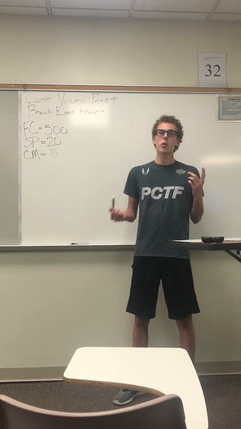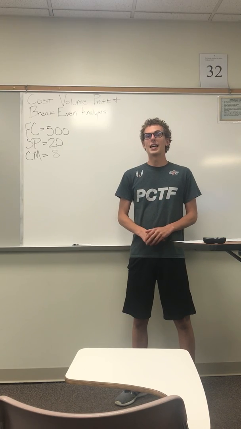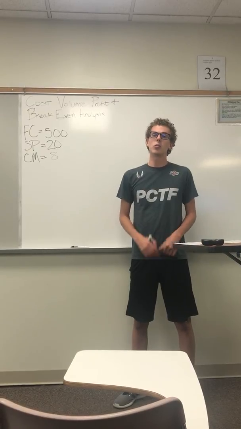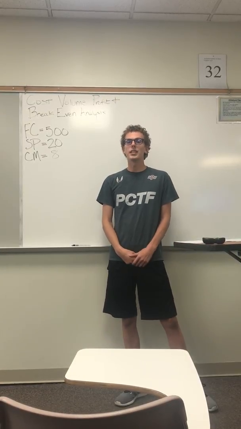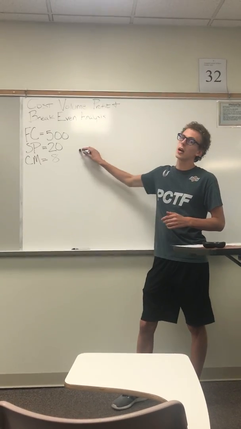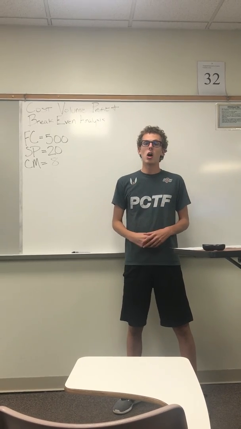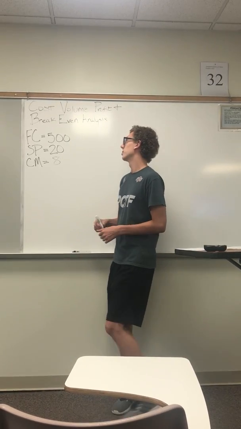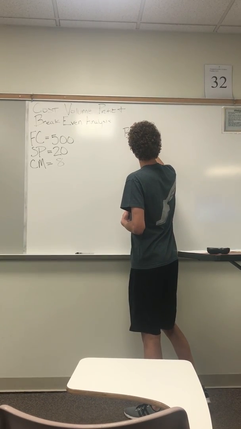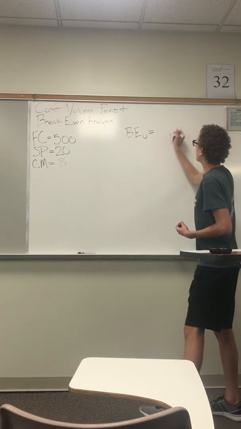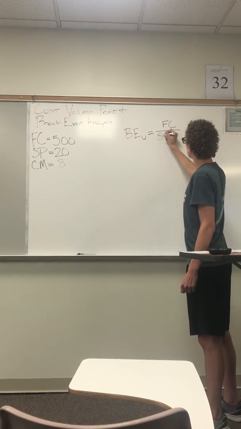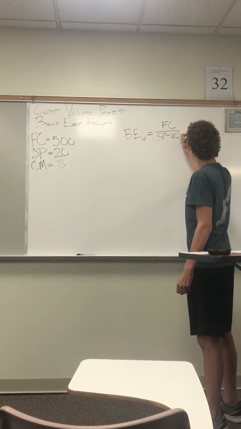First, one thing we have to remember is that when we're doing these types of problems, it's important that we're operating within a relevant range. What that means is that while we're inside this range, fixed costs, sales price, and variable costs per unit all remain constant. So we're going to go to our example, and the first thing we're going to look for is break even by units. This equation is fixed costs over sales price minus variable costs.